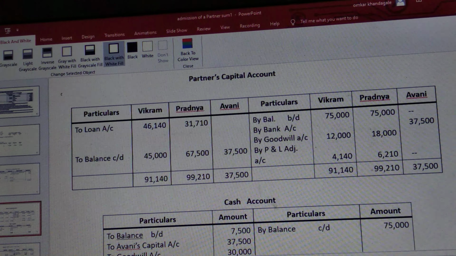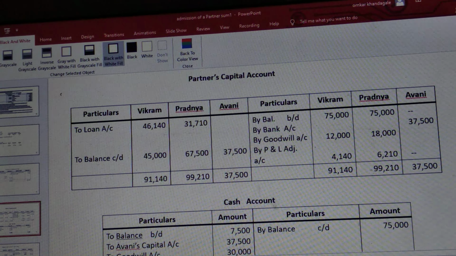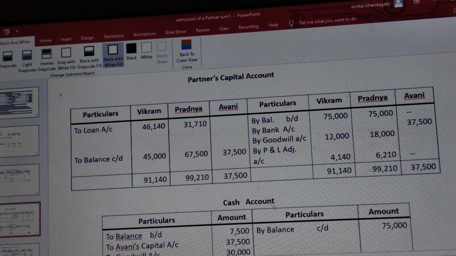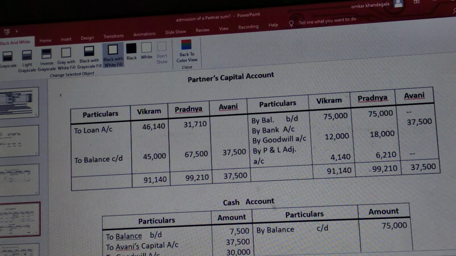old profit sharing ratio. Now there is a revaluation profit. How much was the profit? For Vikram 4,140, for Pradnya 6,210. Now on the debit side, nothing is mentioned. So first we are going to write the balance carried down that I had done in the working note. Vikram's balance was 45,000, Pradnya's was 67,500 and Avni's 37,500.